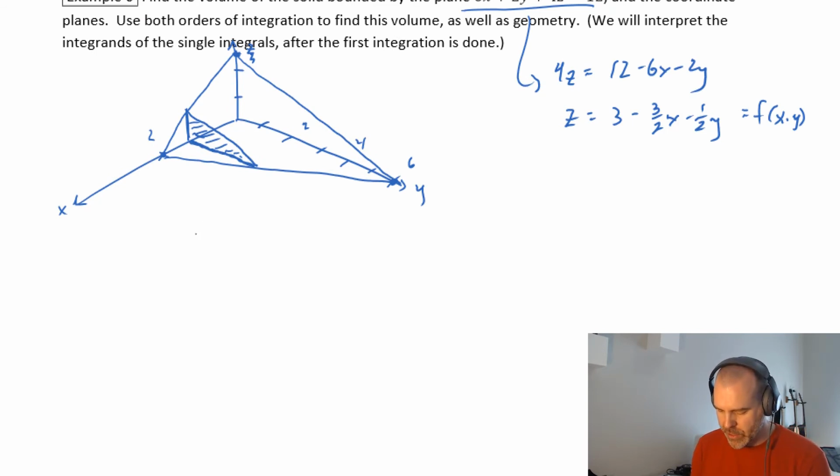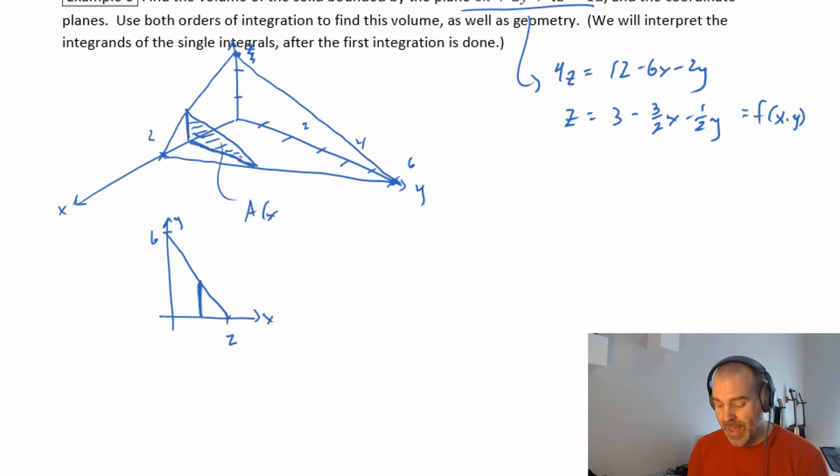So let me draw a picture of my x, y here in the xy plane. x went out to 2, y went out to 6. And so here we have the region. At a specific x, we have this vertical line right here. And so that area is going to be a function of x.